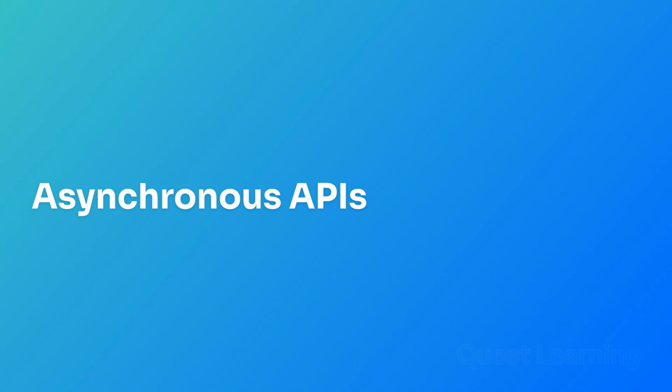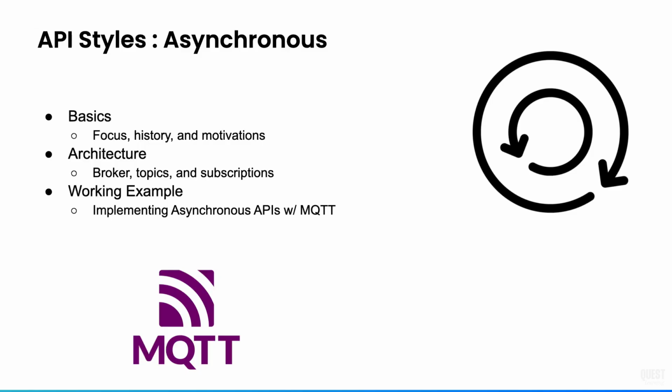Okay, now let's dig into each individual style, explore them a little bit, understand their architecture, and then see a working example. And in this first one, we're going to talk about the asynchronous API style. Like I said, we're going to do this the same way for every one of these formats. We're going to start with the focus, the history, and the motivations, the basic elements of this API style.